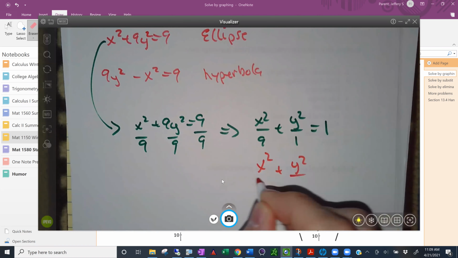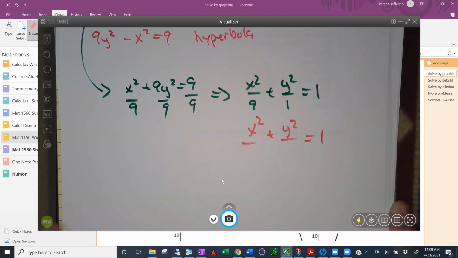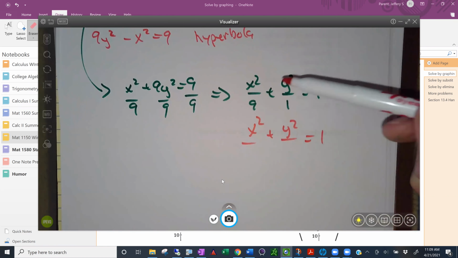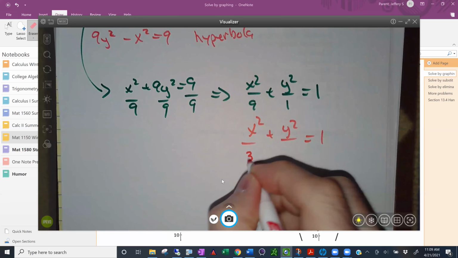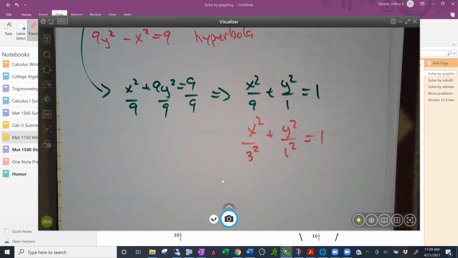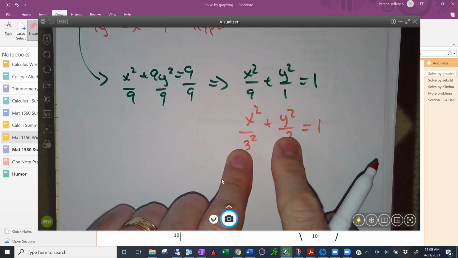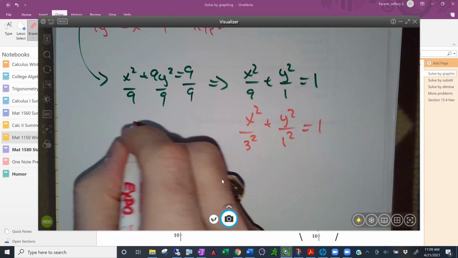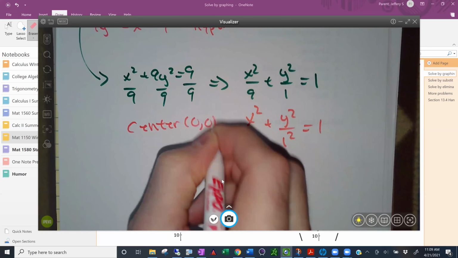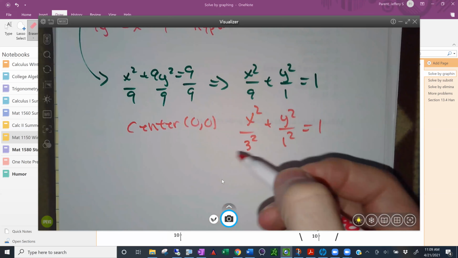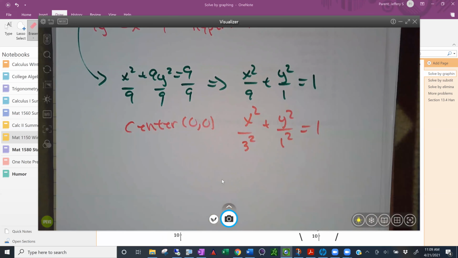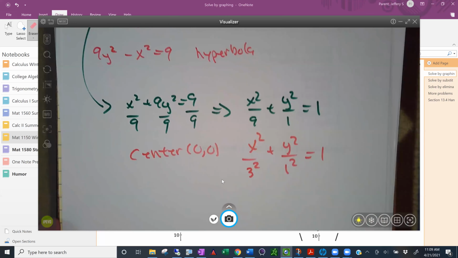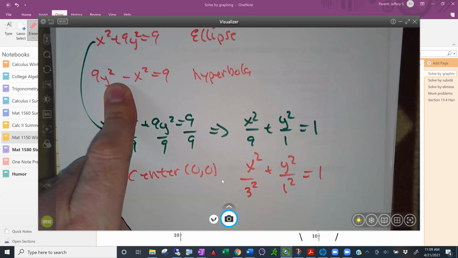Christy got us this far. Can anyone put us across the finish line? What do we need to do to make this a little bit more user-friendly in terms of looking at the graph? Change the denominators to 3 squared and 1 squared. Yeah, 3 squared and 1 squared. So that's basically telling you what the graph of this is going to look like, because it has a center at 0 and 0. And then in the x direction, you're going to move 3 to the left and 3 to the right, and then up 1 and down 1. Now, since we're reviewing these shapes a little bit, what can you tell me about the hyperbola here?